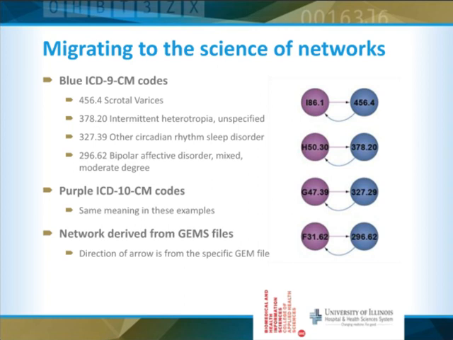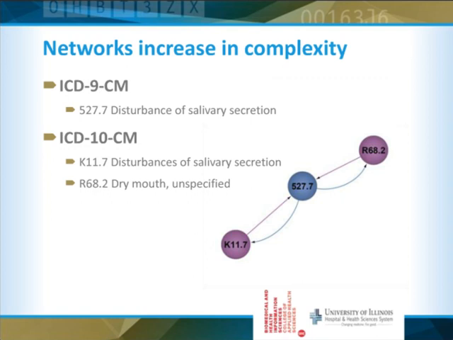So from an analytical point of view, if it's just forward and back, you just replace the codes. But they're not all that easy. So the networks do increase in complexity. So we have a 5-fold increase in the number of codes.